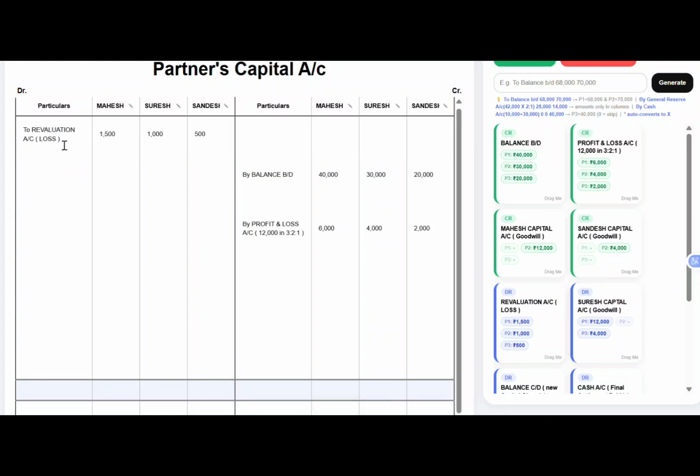That is the loss, so distributed on the debit side to all the three partners, which we had already distributed in the revaluation account. 1,500 for Mahesh, 1,000 for Suresh, and 500 for Sandesh. So this is the revaluation loss which has to be brought down. Now, once we had brought down the revaluation loss, the next item that has to be treated is the goodwill.